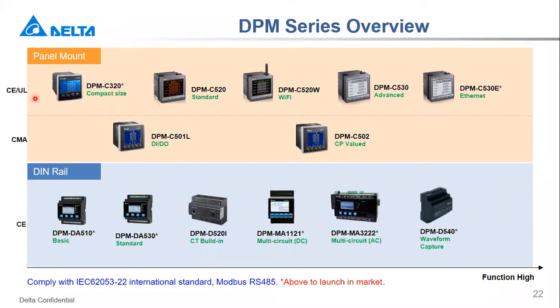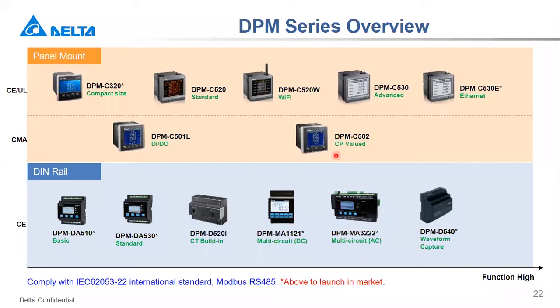And for panel mount, we separate by two certifications: with the CE or UL certification, or without this kind of certification. CMA is the certificate from China, because all our products are manufactured in China. This one is a compact size. It's 72 multiplied by 72 millimeters. It's a small one.